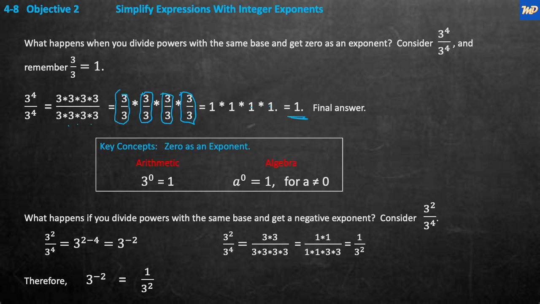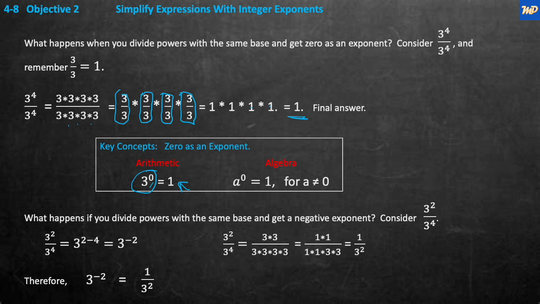So a concept to think about here is 0 as an exponent. Arithmetically, 3 to the 0 power is equal to 1. And a to the 0 is equal to 1, for a not equal to 0, because you can't have 0 raised to a power.